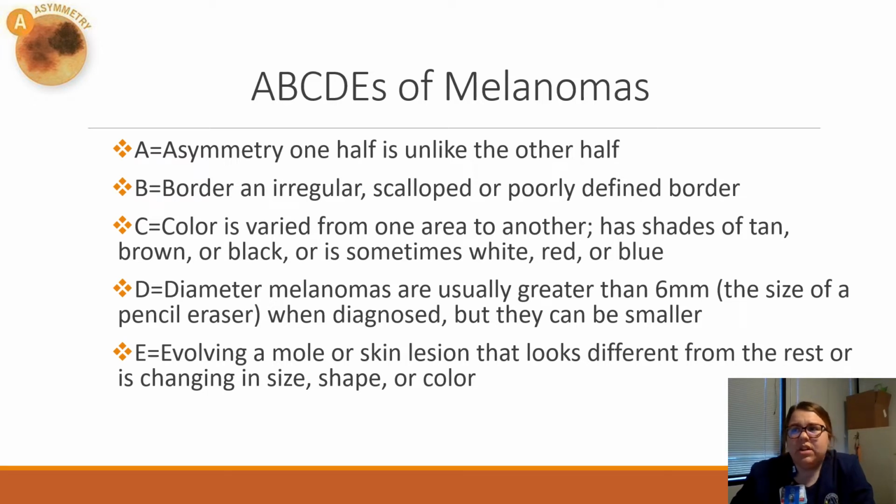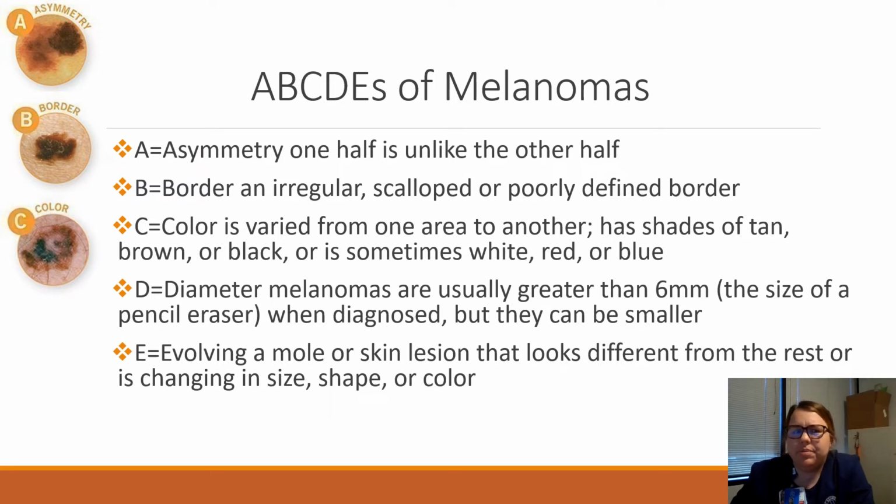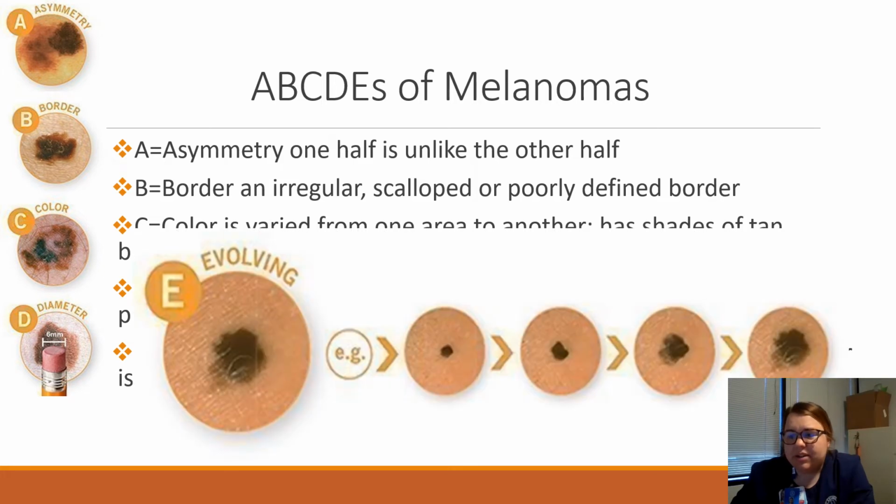So here's an example of asymmetric. One half of it is not like the other. B, the border is very scalloped, very jagged, and has a very poorly defined border. For color, there are multiple colors that vary throughout the whole thing. The diameter is larger than 6 millimeters, and it is evolving. So this is where it started, and then it just kept going. That's evolving.